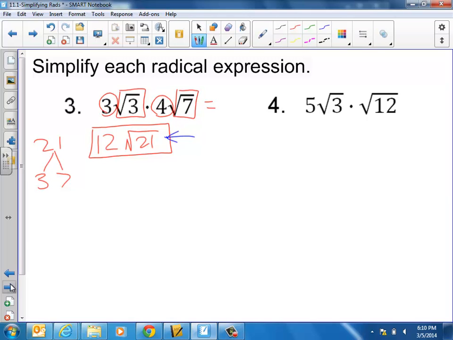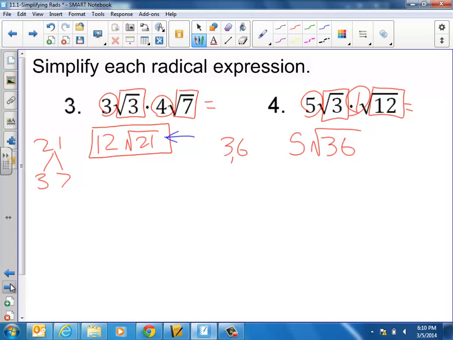Problem number 4, notice you've got a whole number multiplying by the radical 3. There's nothing multiplying by the radical 12. You can do one of two things. You can recognize that the 5 doesn't get multiplied by anything, or if you're more comfortable adding a 1 in front of the radical 12, you can do that. So you can multiply the 5 and the 1 to get 5, the radical 3, and the radical 12 to get radical 36.